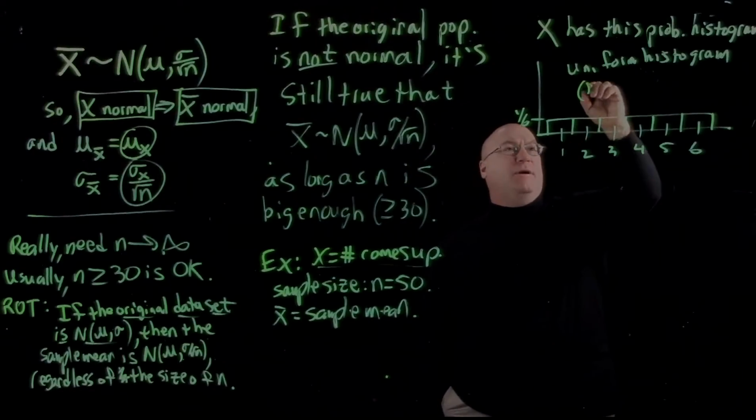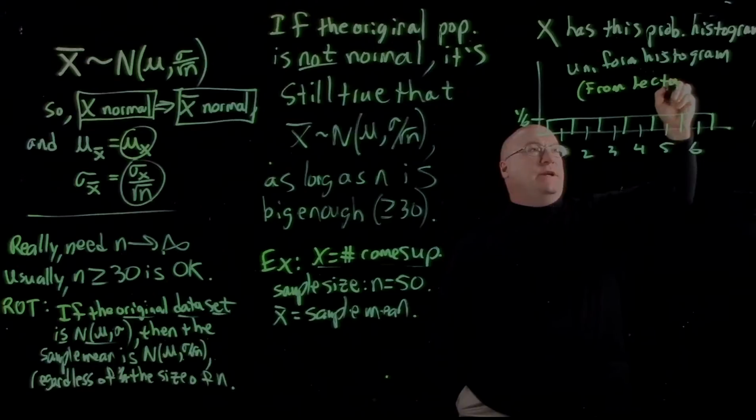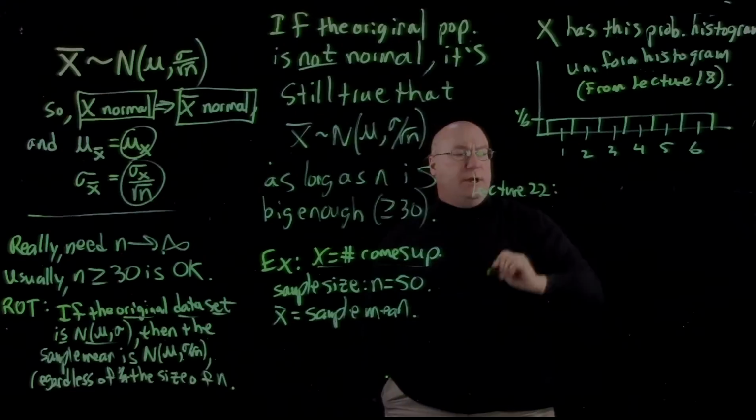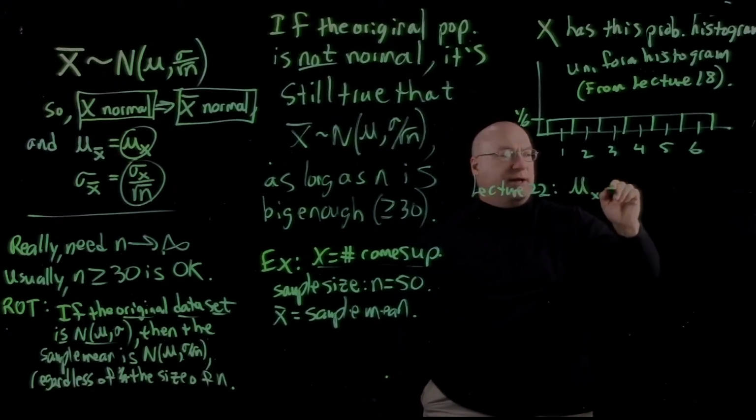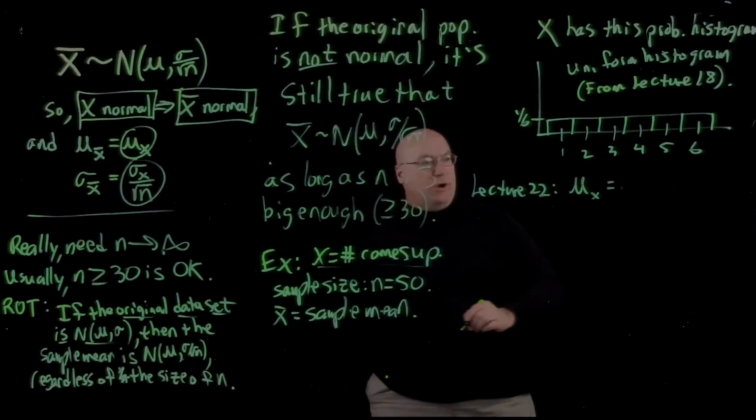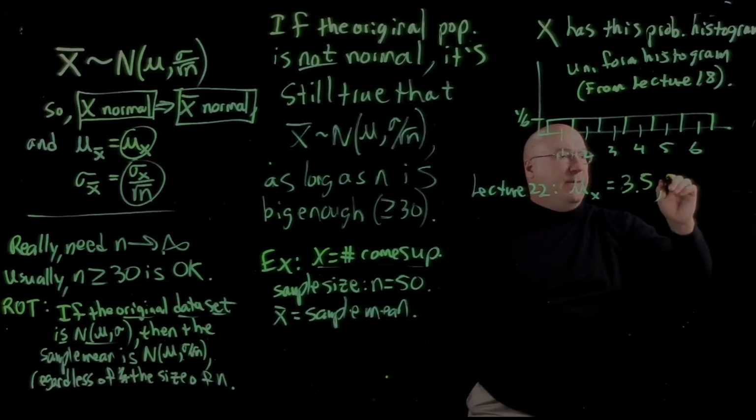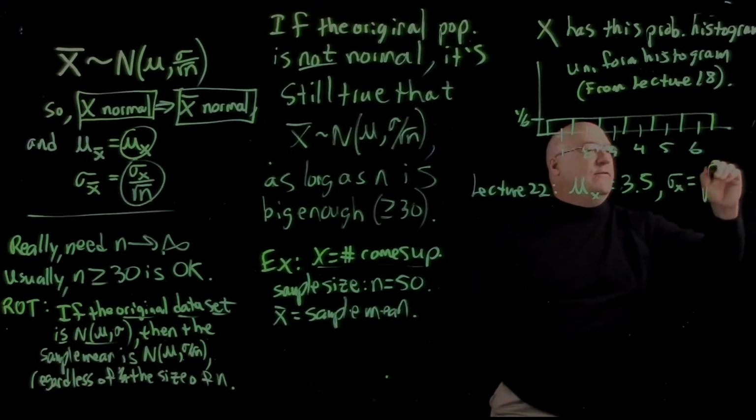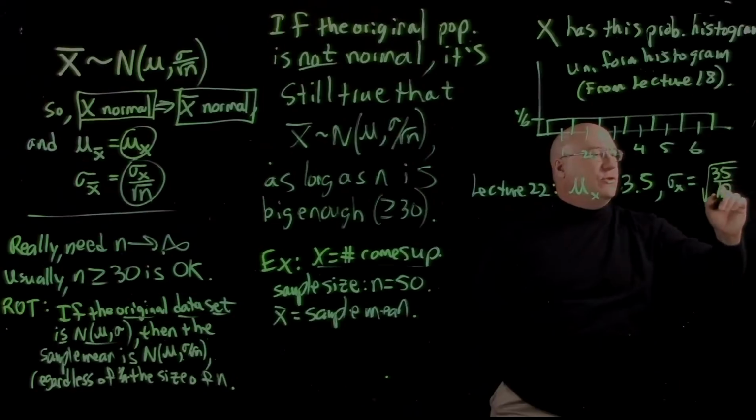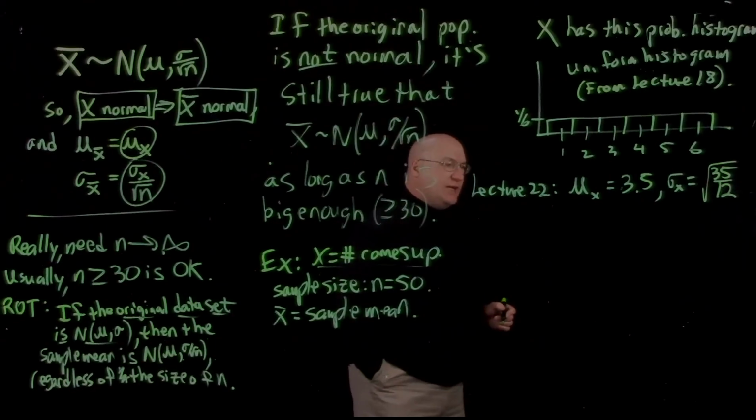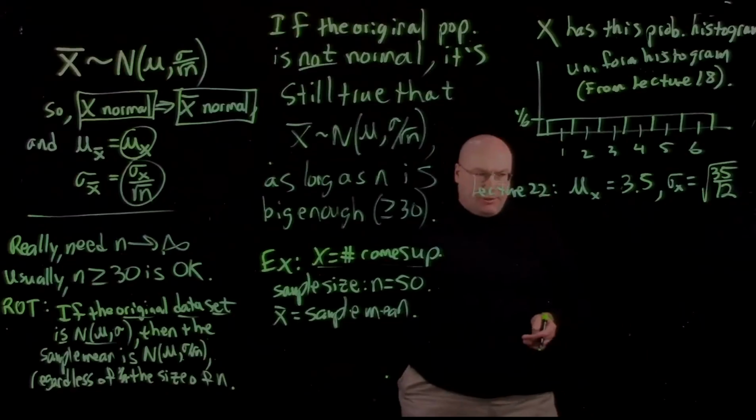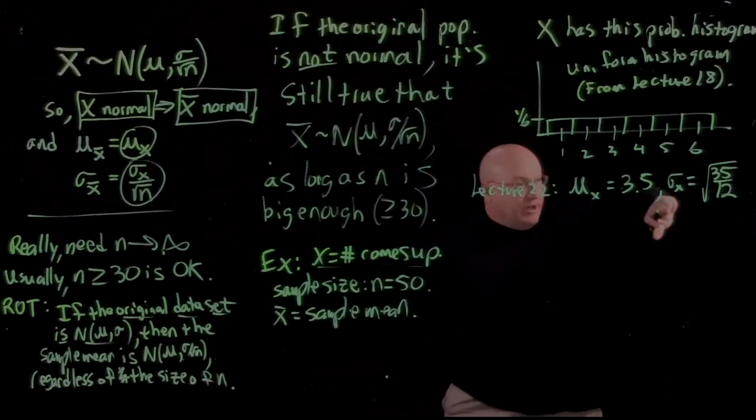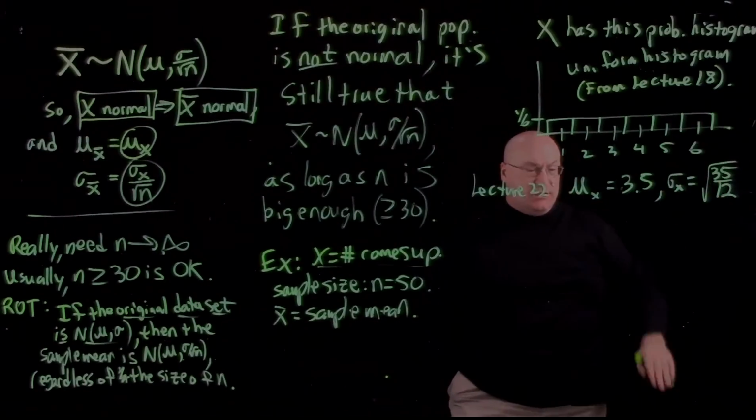Yeah, this is from lecture 18. And then in lecture 22, you found that mu sub x was 3.5, and that sigma sub x was the square root of 35 over 12. I think I got like 17.5 over 6, and I just doubled numerator and denominator and you get 35 over 12. Or I think I might have had 70 over 24. Anyway, it reduces to 35 over 12. The variance is 35 twelfths. Sigma is the square root.